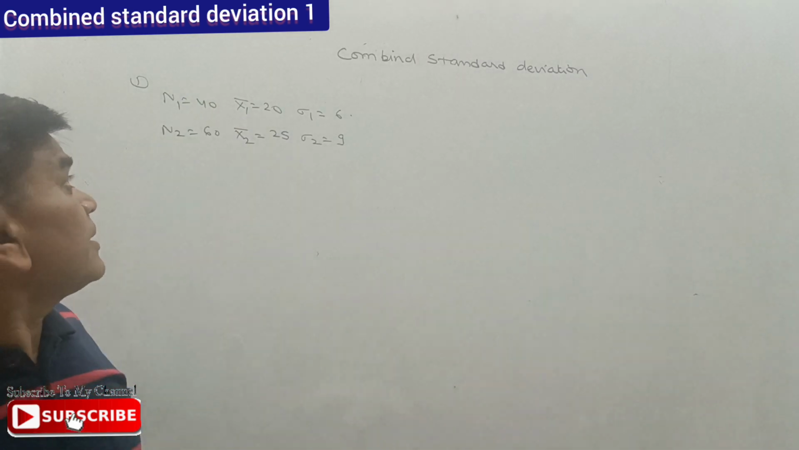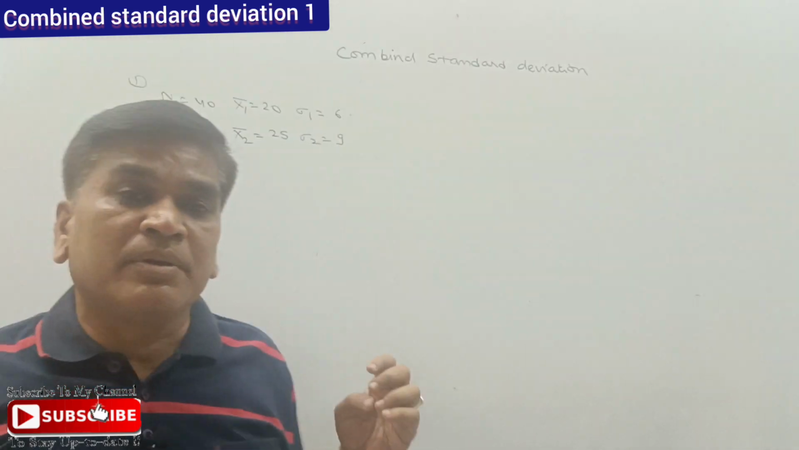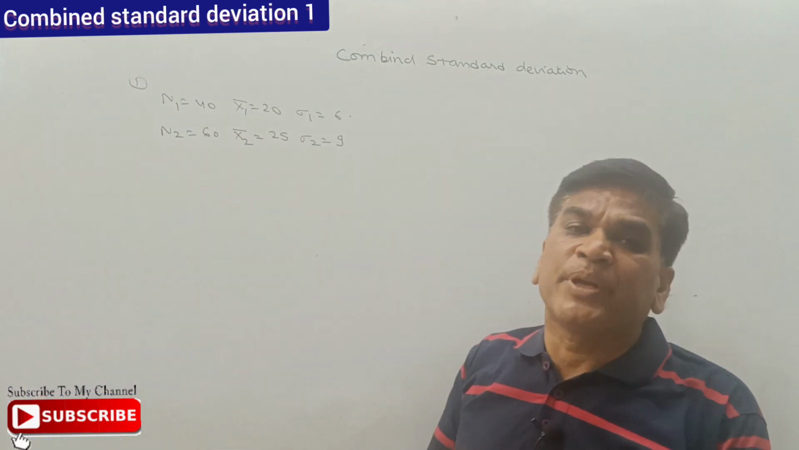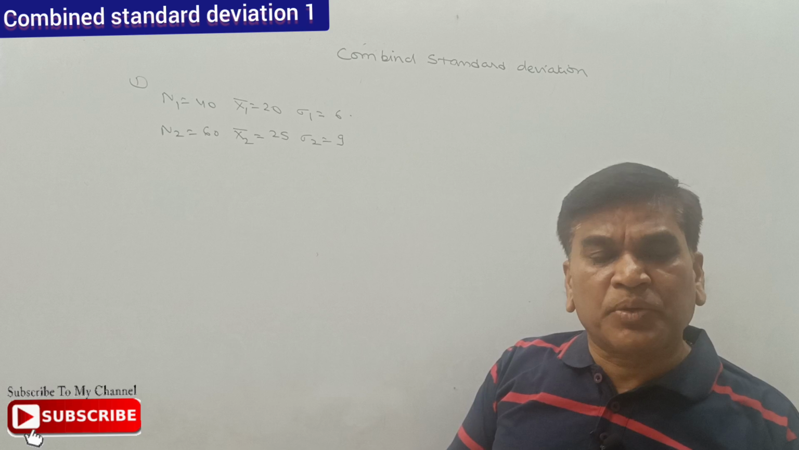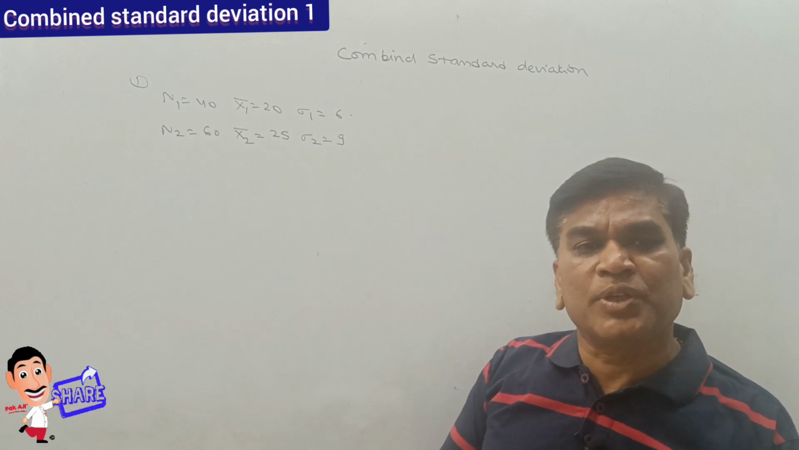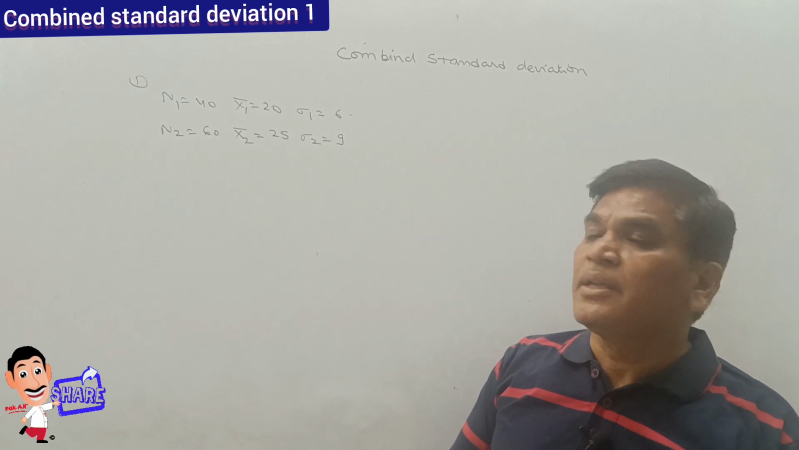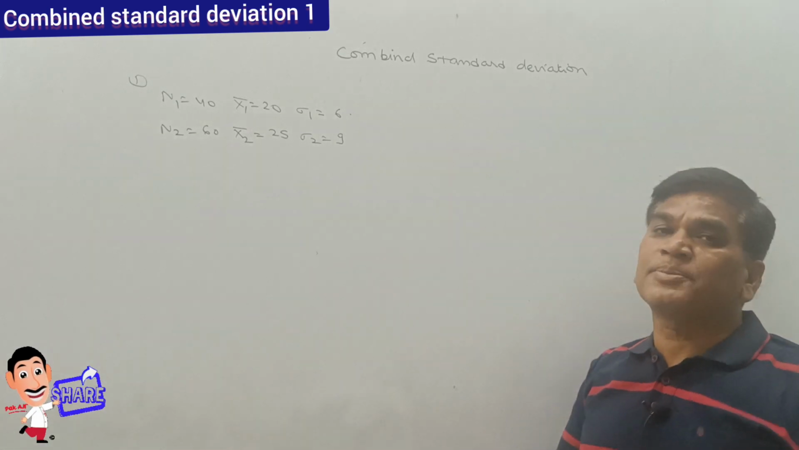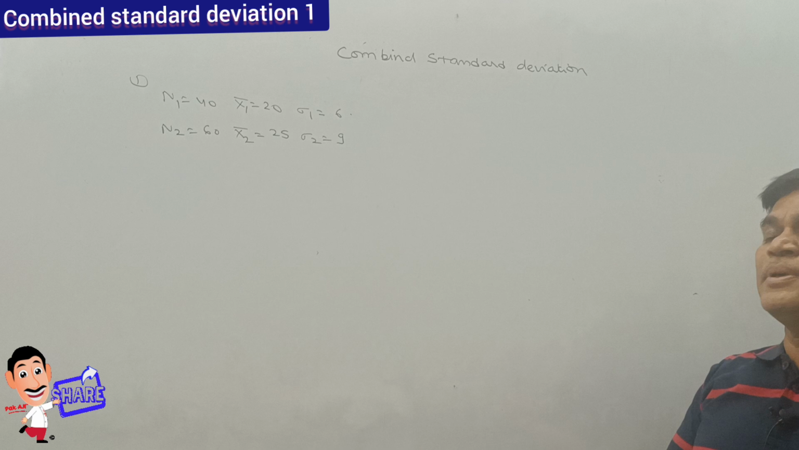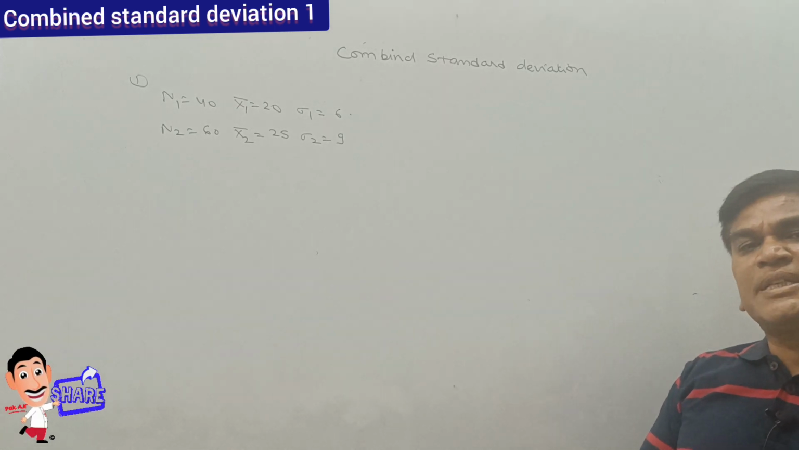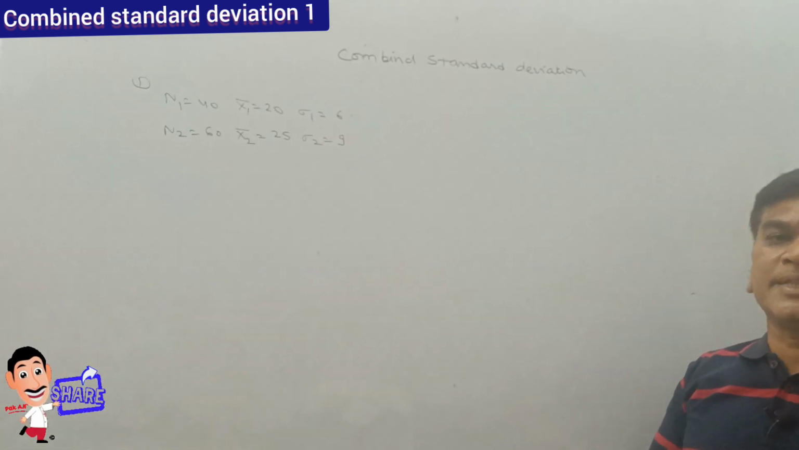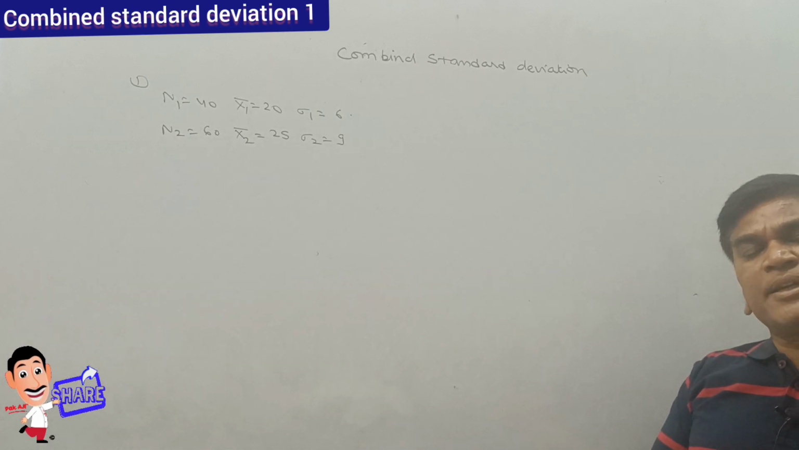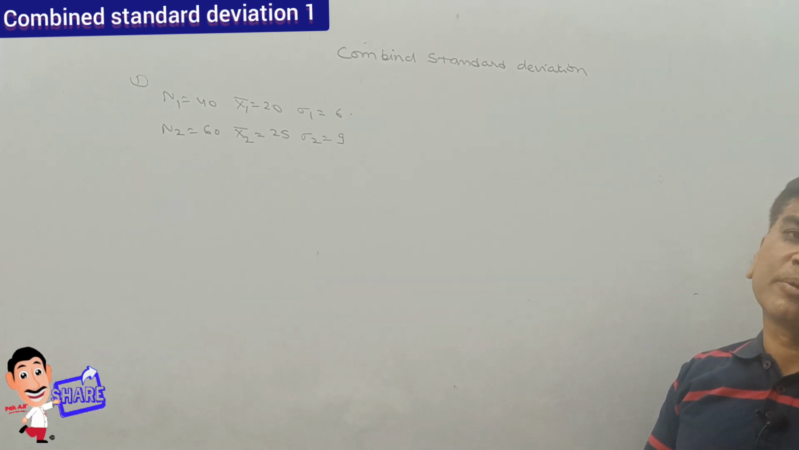What we have to calculate? We are given 100 items. We break the 100 items into 2 series. One contains 40, the second contains 60 items. The arithmetic mean of the first series is 20 and the arithmetic mean of the second series is 25. The standard deviation of the first series is 6 and of the second series is 9. We have to calculate the combined standard deviation of both series.